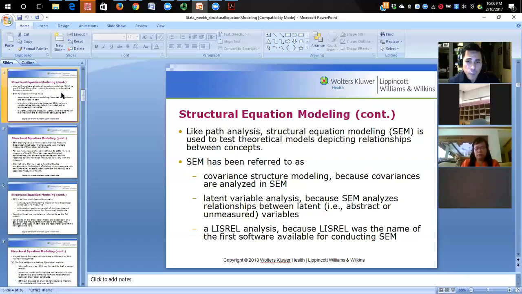The name LISREL was the name for the first software available for conducting SEM. That's why it's also called LISREL analysis, which is latent variable analysis, a way of analyzing all the items in your tool.